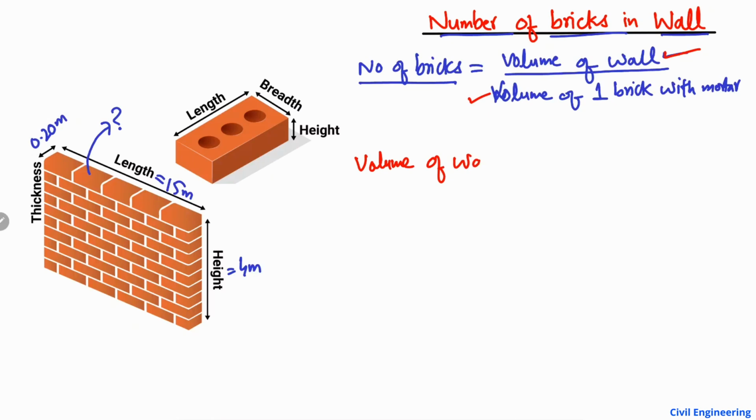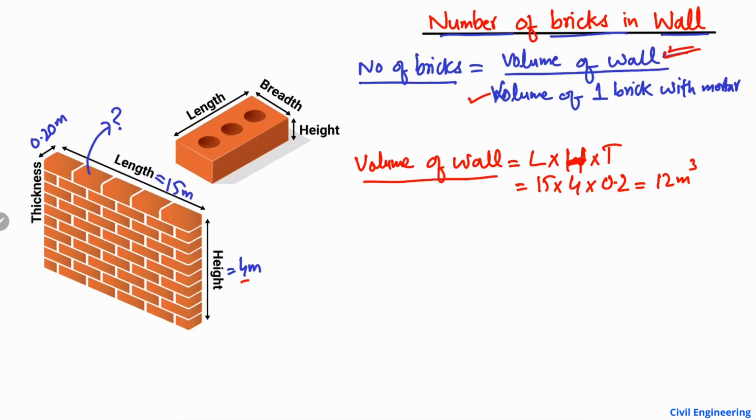The volume of the wall is the length multiplied by the height multiplied by the thickness. Here, the length of the wall is 15 meter, multiplied by the height, which is 4 meter, multiplied by the thickness, 0.2 meter. By multiplying this, we get 12 cubic meter. So 12 cubic meter is the volume of the wall. First of all, we found the volume of the wall. This is known to us.